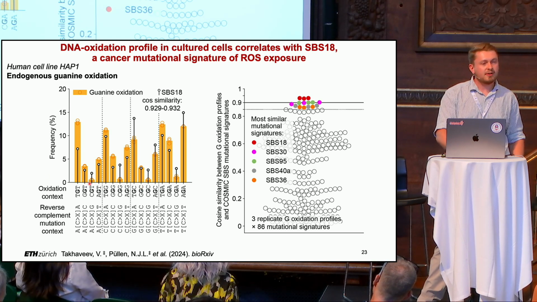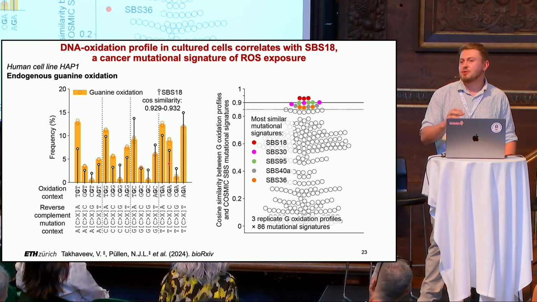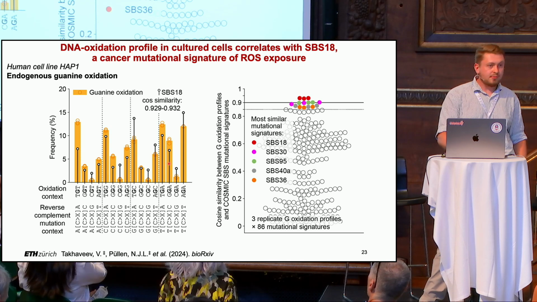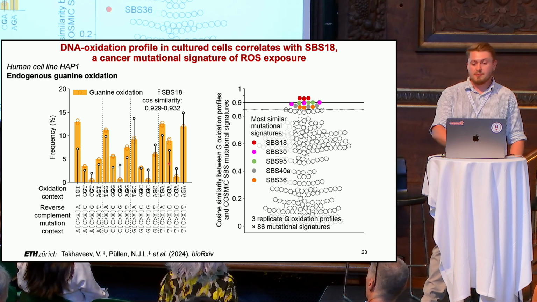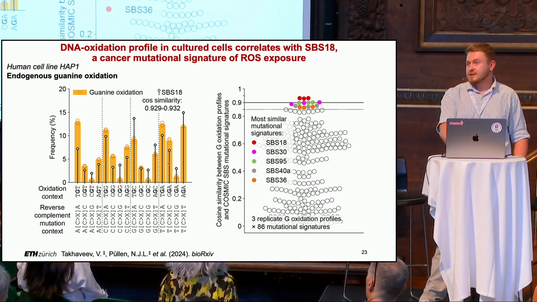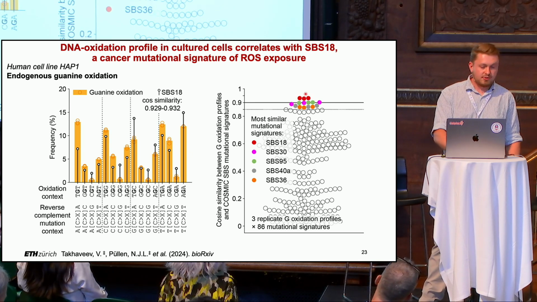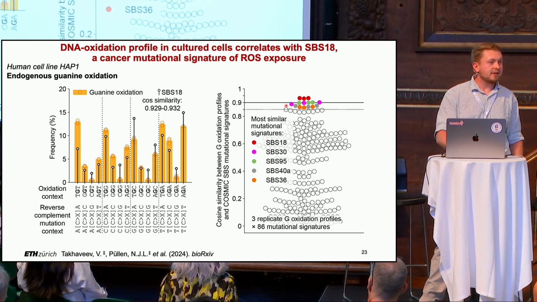When we look at the trinucleotide context of guanine oxidation, we identified that the signature of guanine oxidation, these orange bars, is very similar to the lollipops, which is the cancer mutational signature 18, known to be associated with reactive oxygen species. Actually, compared to all mutational signatures documented in the COSMIC database, signature 18 is the closest match to the 3 replicates of our guanine oxidation mapping.